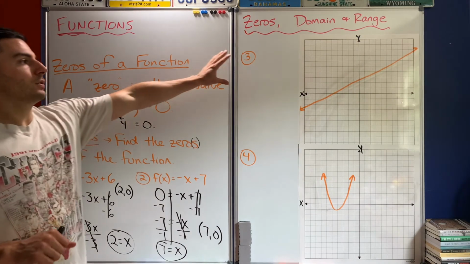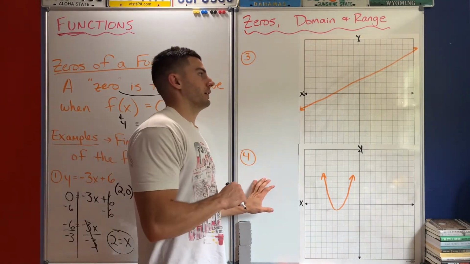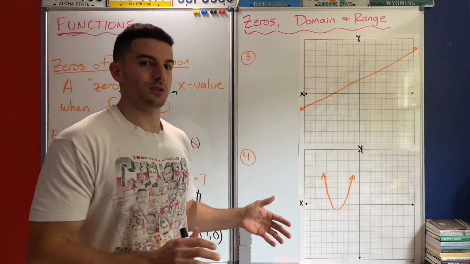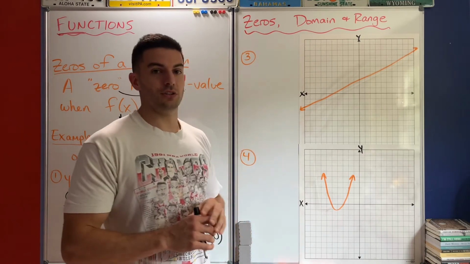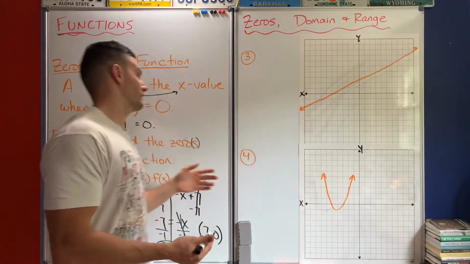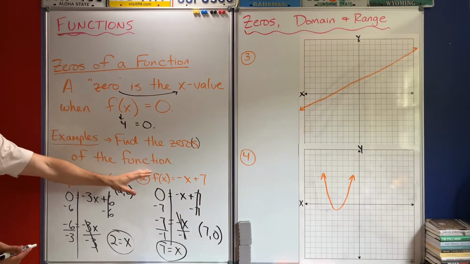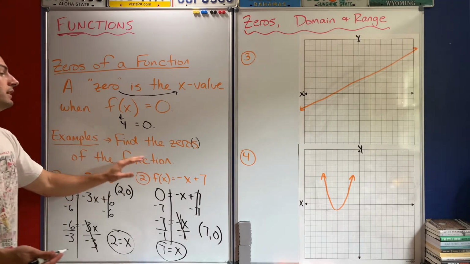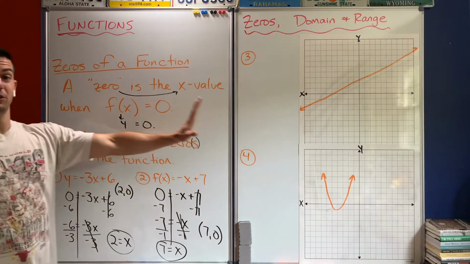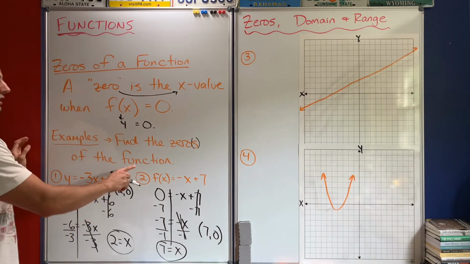Now for 3 and 4, we're shown these graphs, okay, and we're not really told anything else. We're not told the table or the equation or whatever, and we don't really need those for this type of question. What's nice is we can find the zero of the function just by looking at the graph, okay, because think about this.